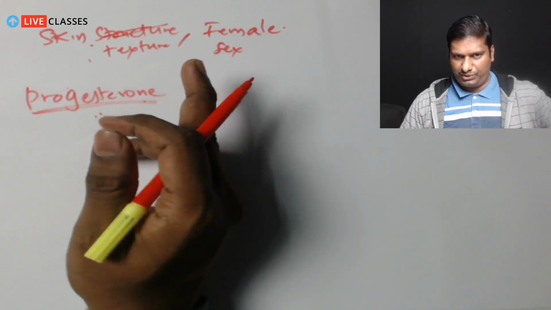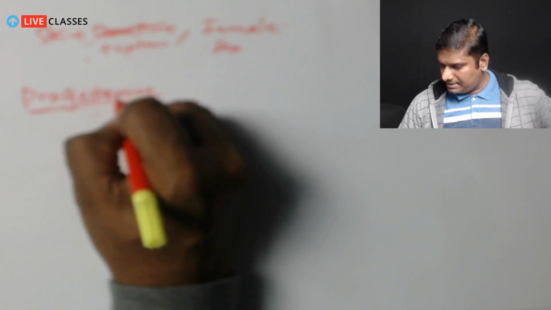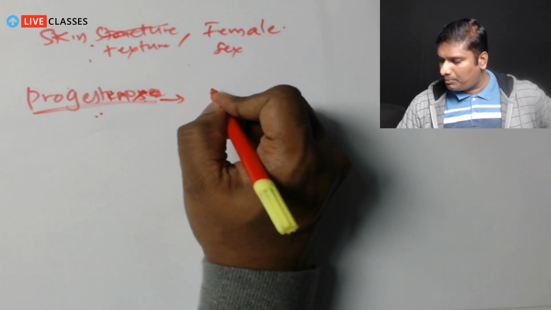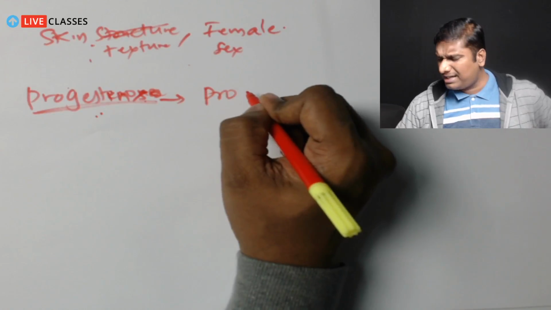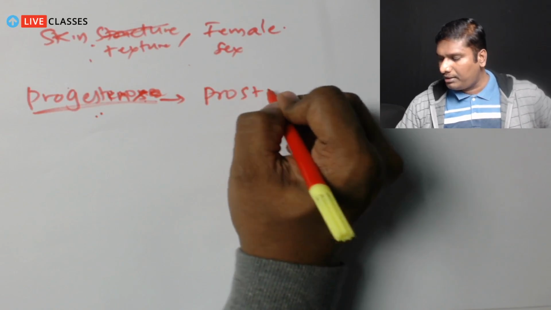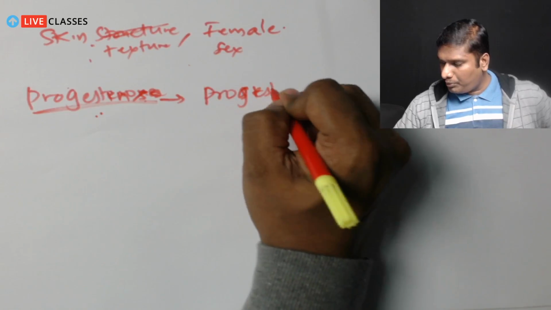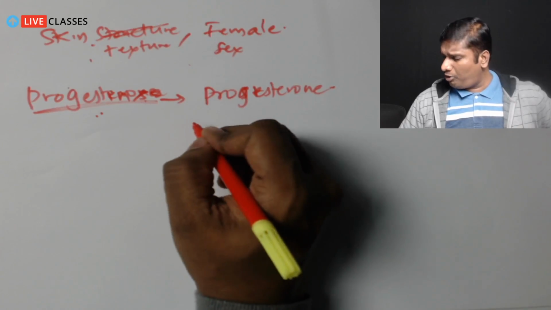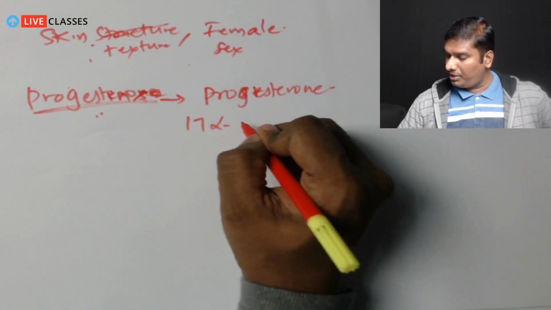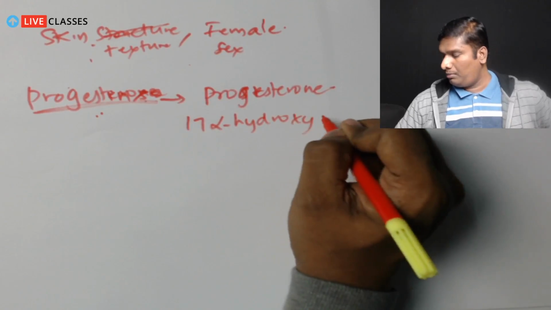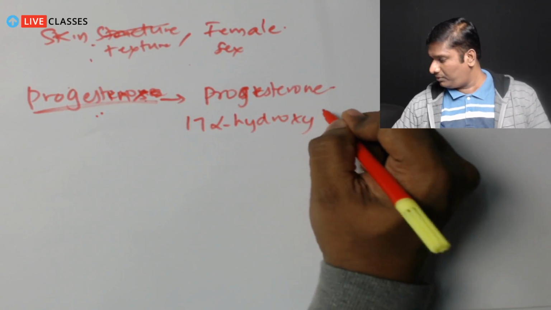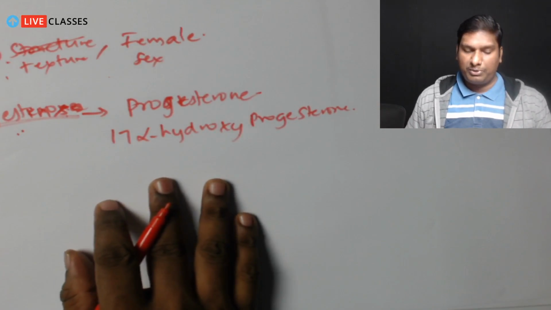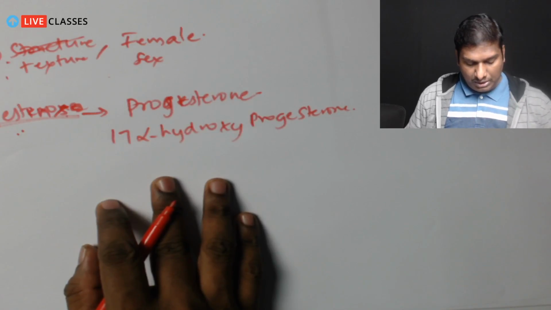Progestins. So one of the important progestins which is produced by the corpus luteum is progesterone. There are several progestins and the most important one is your progesterone, and small amounts of 17 alpha hydroxy progesterone is also produced by the corpus luteum.